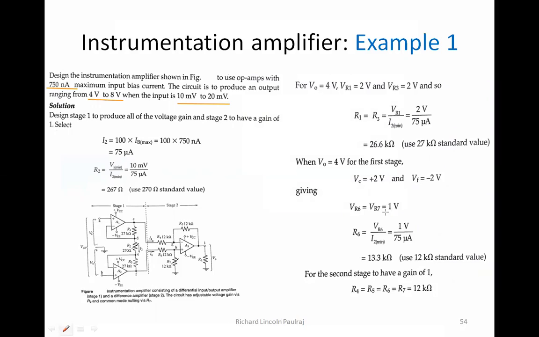Getting it? Okay, good. So 75 micro is fine. So we are okay with this value. And then R2, resistor 2. Now where is my resistor 2?